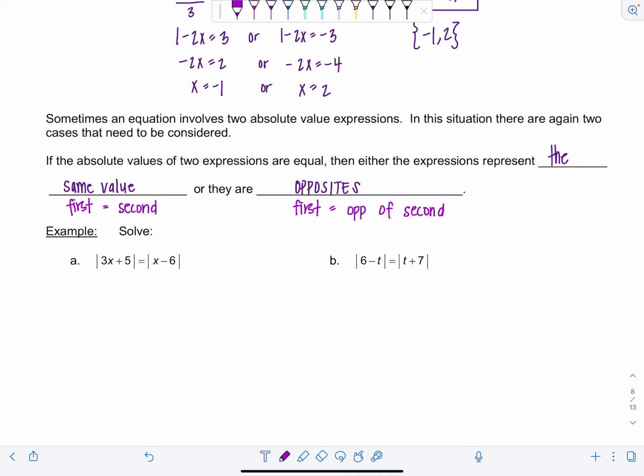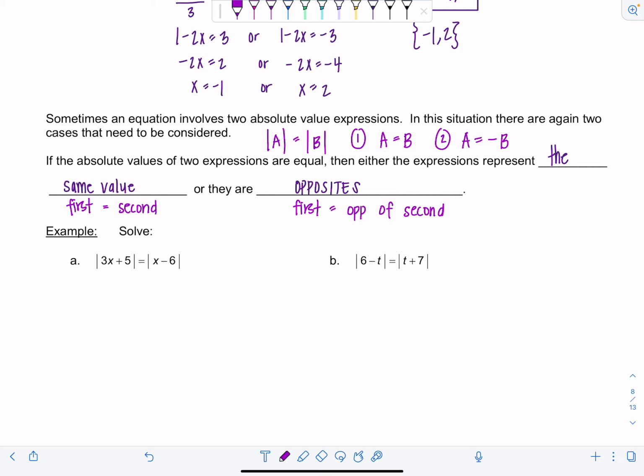So you would still have, if you have absolute value of A equals absolute value of B, then your two cases are either A equals B or A equals the opposite of B. You could put the negative on the left side instead, but since we're so used to putting it on the right with the constant for the first cases that we looked at, let's just keep it there so everything feels familiar. Okay? Good.